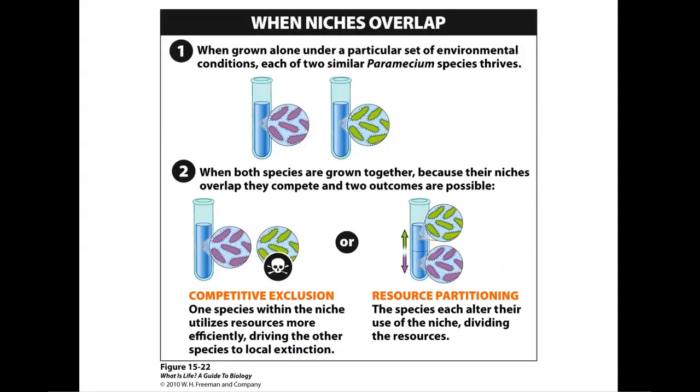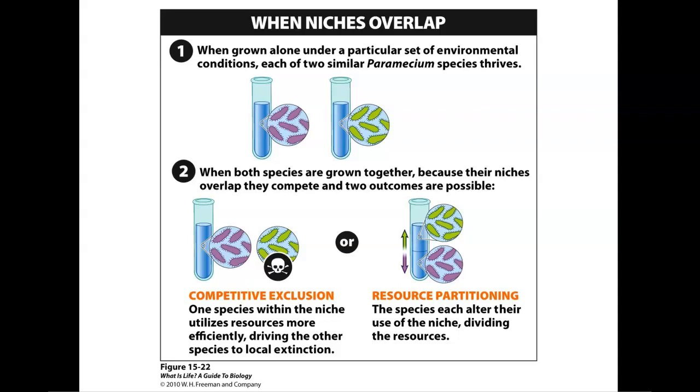So when niches overlap, when grown alone under a particular set of environmental conditions, each of 2 similar paramecium species is going to thrive. But when both species are grown together, because their niches overlap, they're going to have to compete, and 2 outcomes are going to be possible. You can have what's called competitive exclusion, or you can have resource partitioning. Now, with competitive exclusion, that's going to be where one species within the niche utilizes resources more efficiently, driving the other species to local extinction.